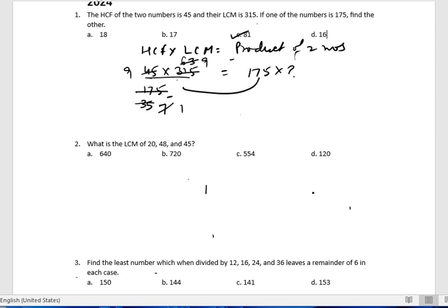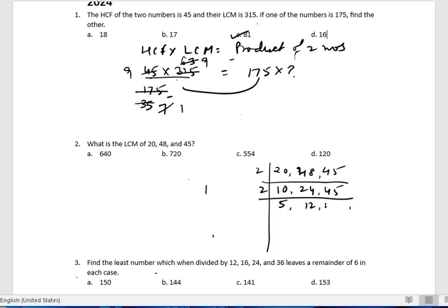Second question is LCM of 20, 48 and 45. Very easy. Again we will go with the division method. So 20, 48 and 45. 20 and 48 are divisible by 2, so we will divide by 2. 2 10s are 20, 2 24s are 48 and 45 as it is. Again by 2: 2 5s are 10, 2 12s are 24, 45 as it is. We can divide by 5 because two numbers are divisible by 5. 5 1s are 5, 12, 5 9s are 45.